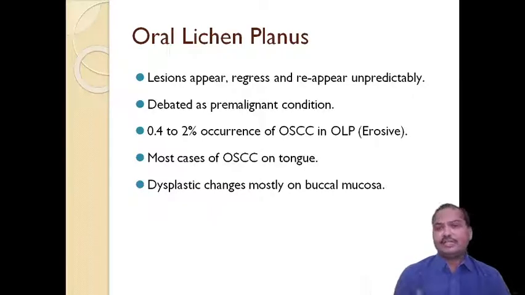Then these lesions clinically, they are unpredictable. They appear, regress, and then reappear. So they have also been debated to be pre-malignant, as there is a conversion rate of 0.4 to 2% into oral squamous cell carcinoma in the erosive type of oral lichen planus. Most commonly this malignant change is seen on the tongue, and the dysplastic changes are seen mostly on the buccal mucosa.